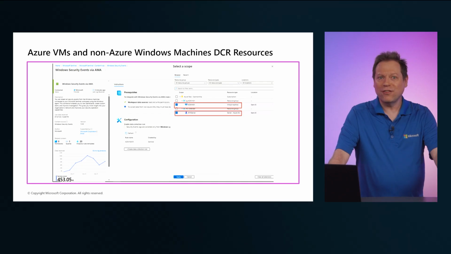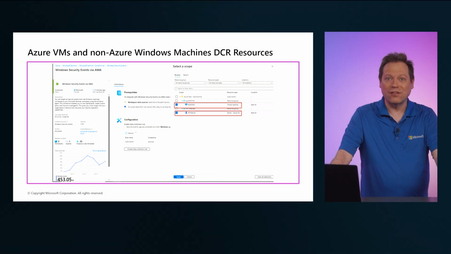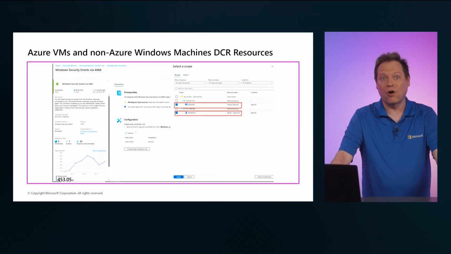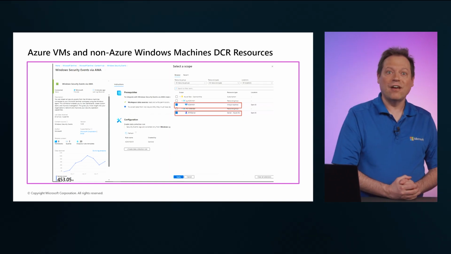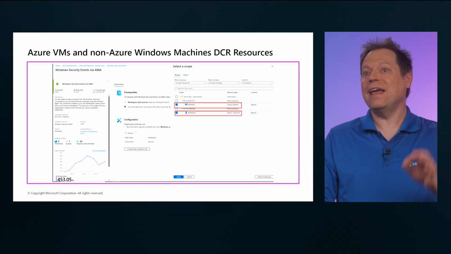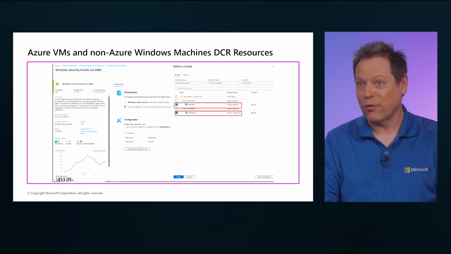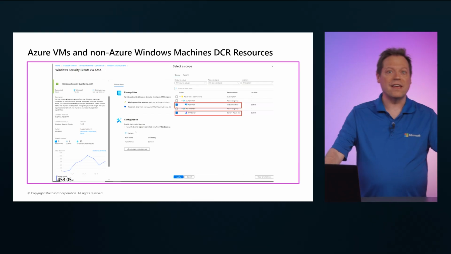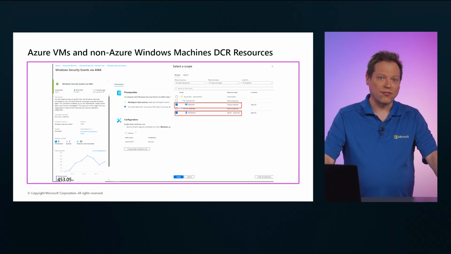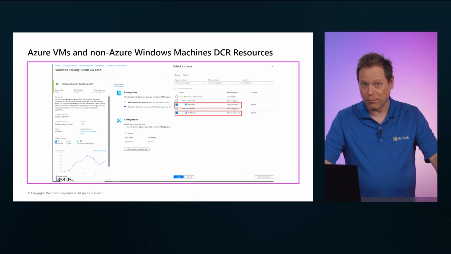Now we focus on selecting the resources that the DCR will apply to. For non-Azure machines, they must be connected through Azure Arc. And when you add machines as DCR resources, any machine that doesn't already have an Azure Monitoring Agent, whether it's Windows or Linux, will have the agent installed as part of that onboarding process.